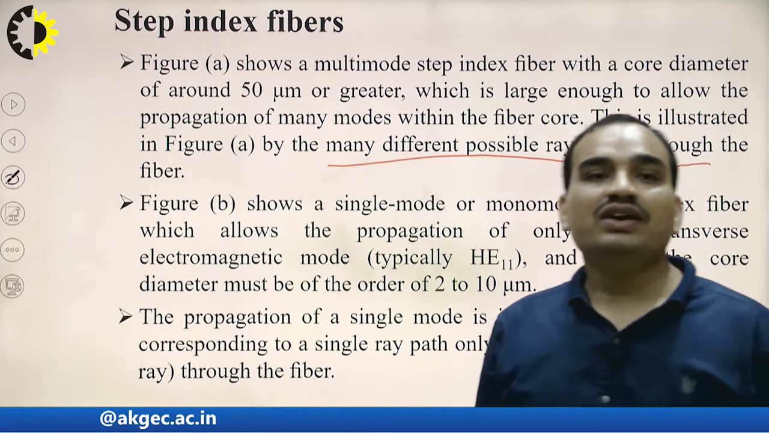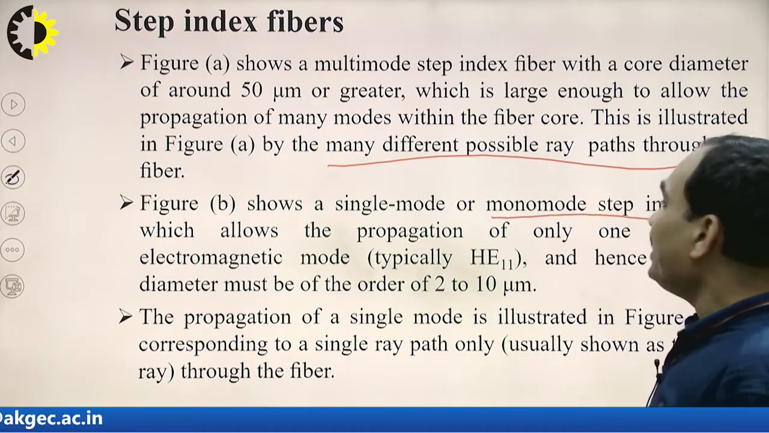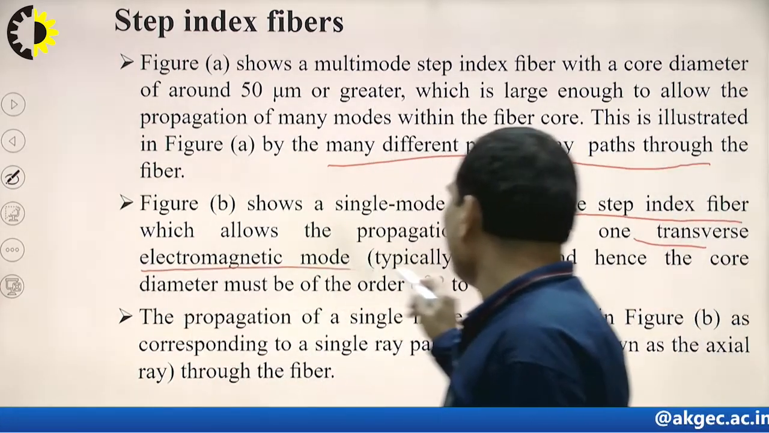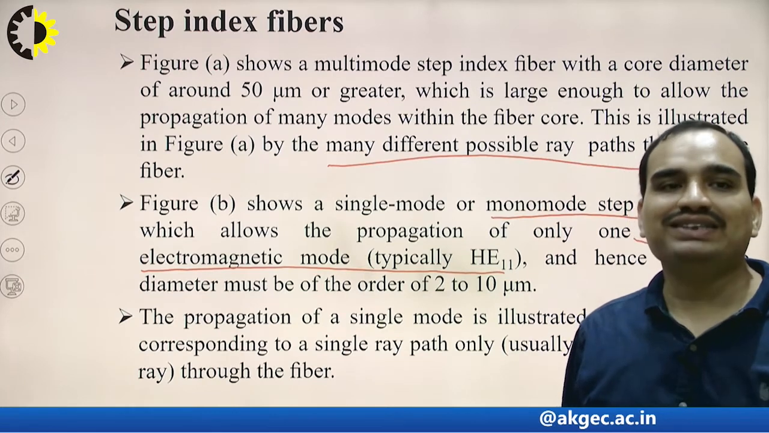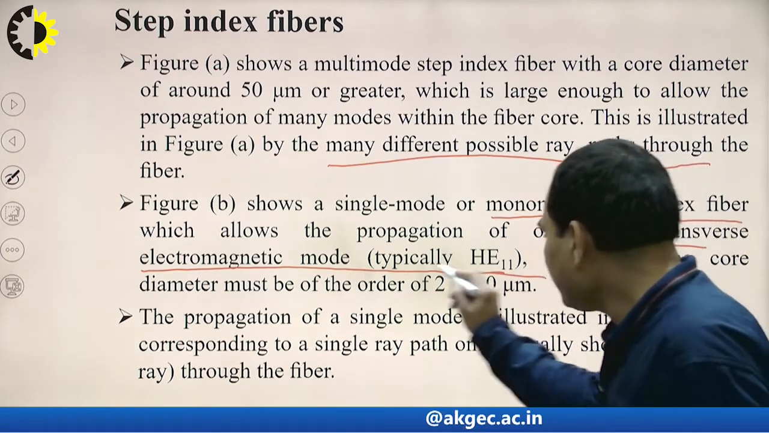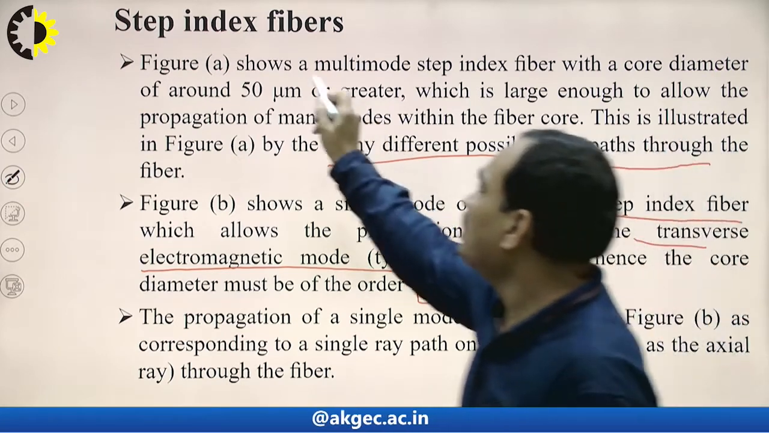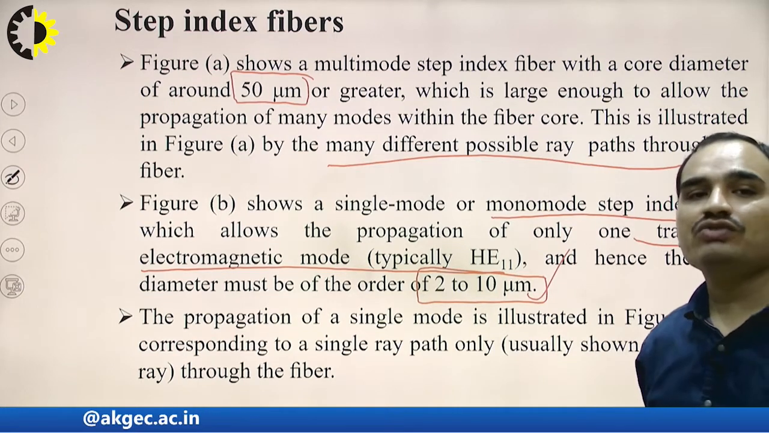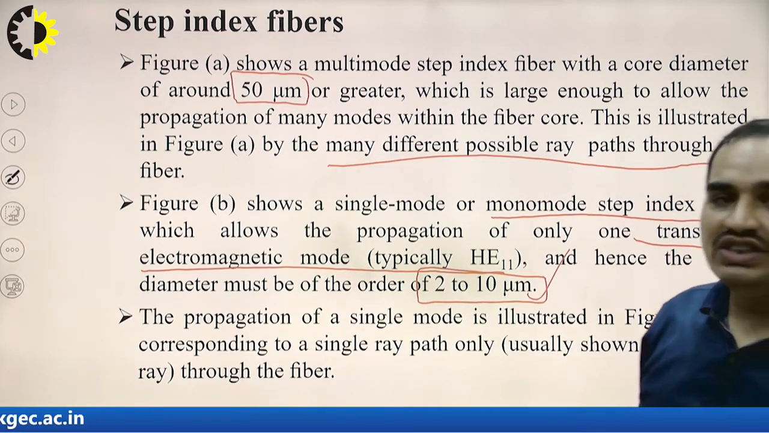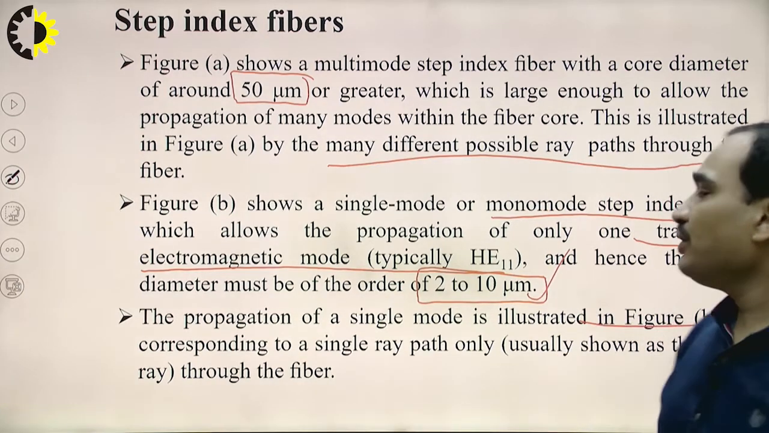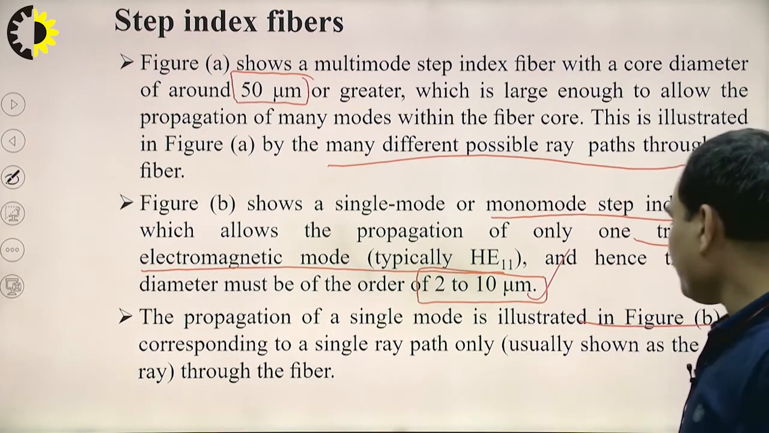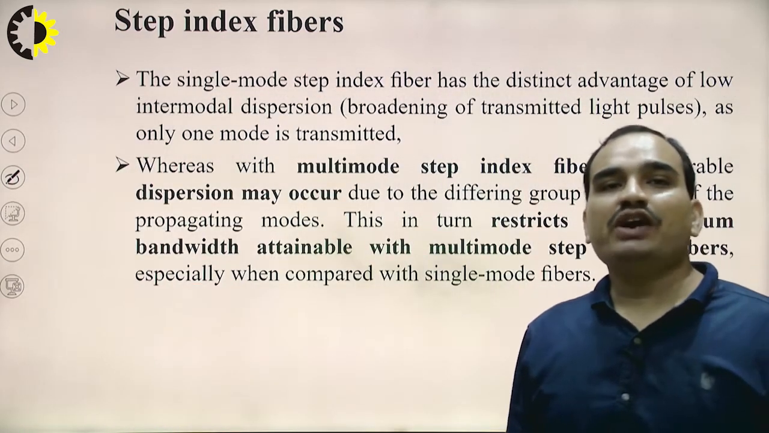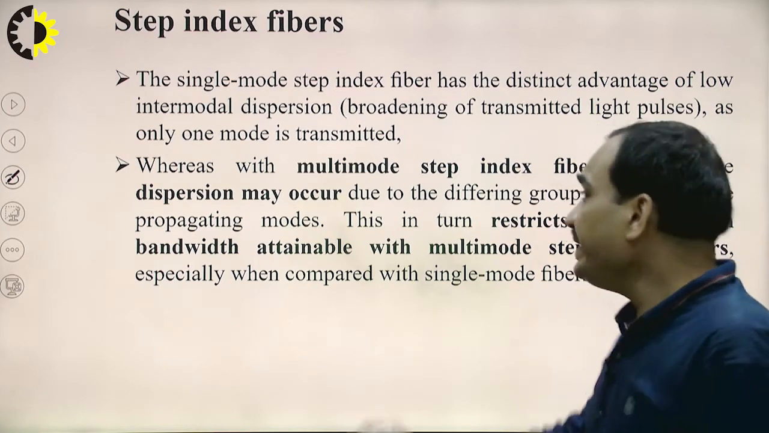And in figure B we have seen the single mode or mono mode step index fiber, which allows the propagation of only one transverse electromagnetic mode, that is HE11 mode, and hence the core diameter must be smaller as compared to the multi-mode fiber, which is having 50 micrometer. Here we have 2 to 10 micrometers of the diameter. So the propagation of the single mode is illustrated in figure B as corresponding to the single ray path only through the fiber. So the single mode step index fiber has the distinct advantage of low intermodal dispersion.